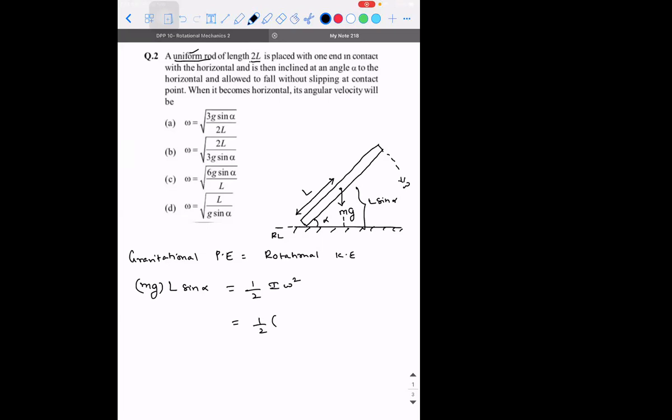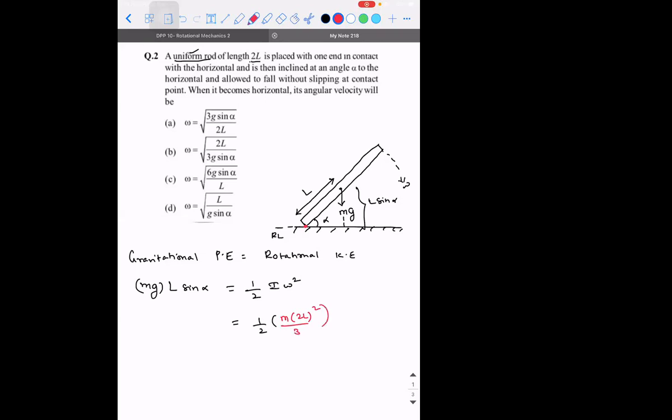Is it rotating about an axis which is passing through the center of mass? No, sir. Isn't the axis of rotation here at one of the ends? Then what should have been the moment of inertia? M into L square divided by 3. Don't forget that.